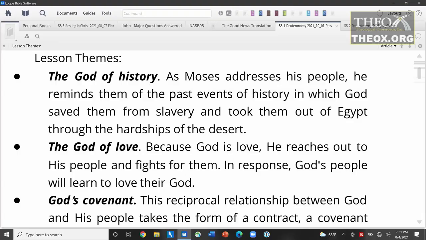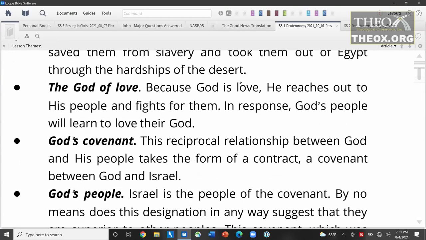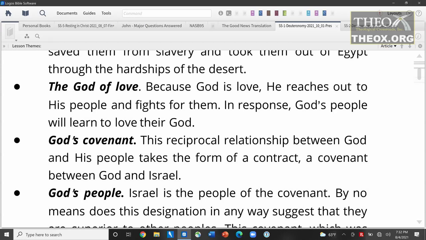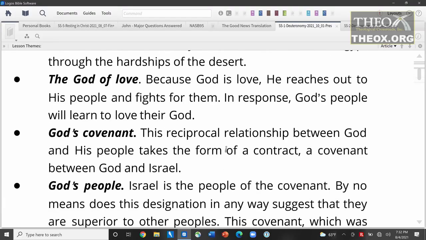So, Jim, you want to tell us a little bit of what the themes of this book are? The God of History. As Moses addressed his people, he reminds them of the past events of history in which God saved them from slavery and took them out of Egypt through the hardships of the desert. The God of love. Because God is love, he reaches out to his people and fights for them. In response, God's people will learn to love their God. God's covenant.